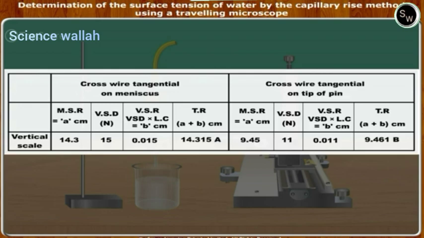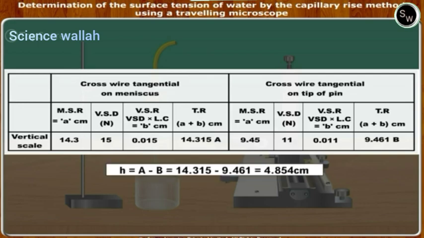The difference A minus B gives the height h of the water column in the capillary tube. Therefore, h is equal to A minus B is equal to 14.315 minus 9.461 is equal to 4.854 centimeter.